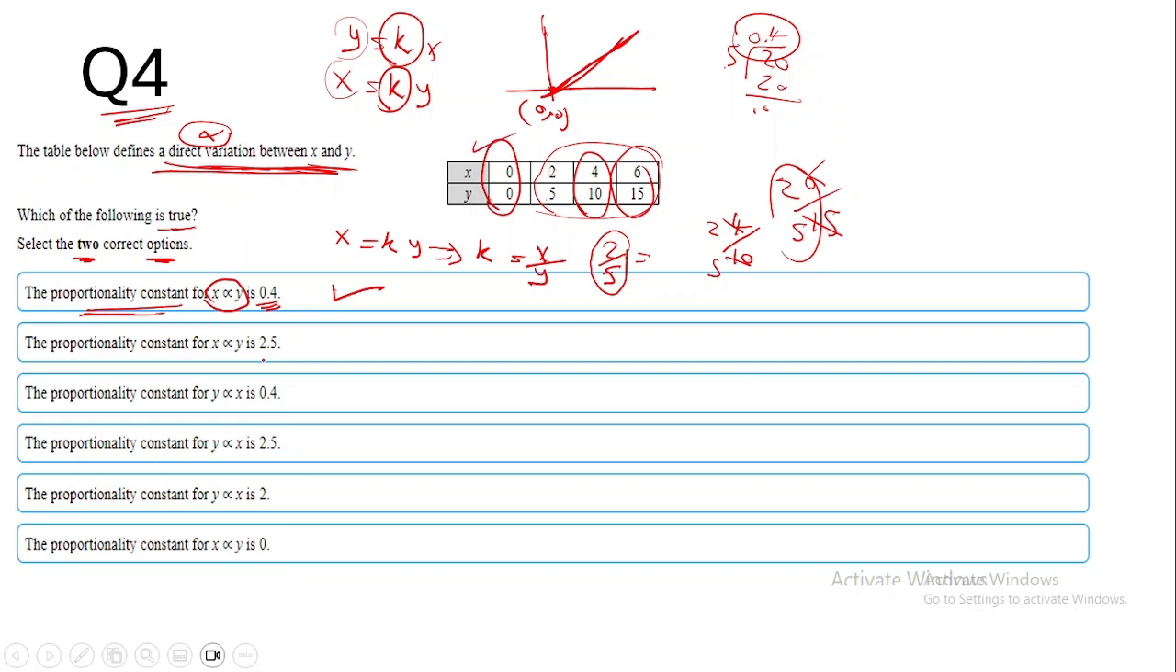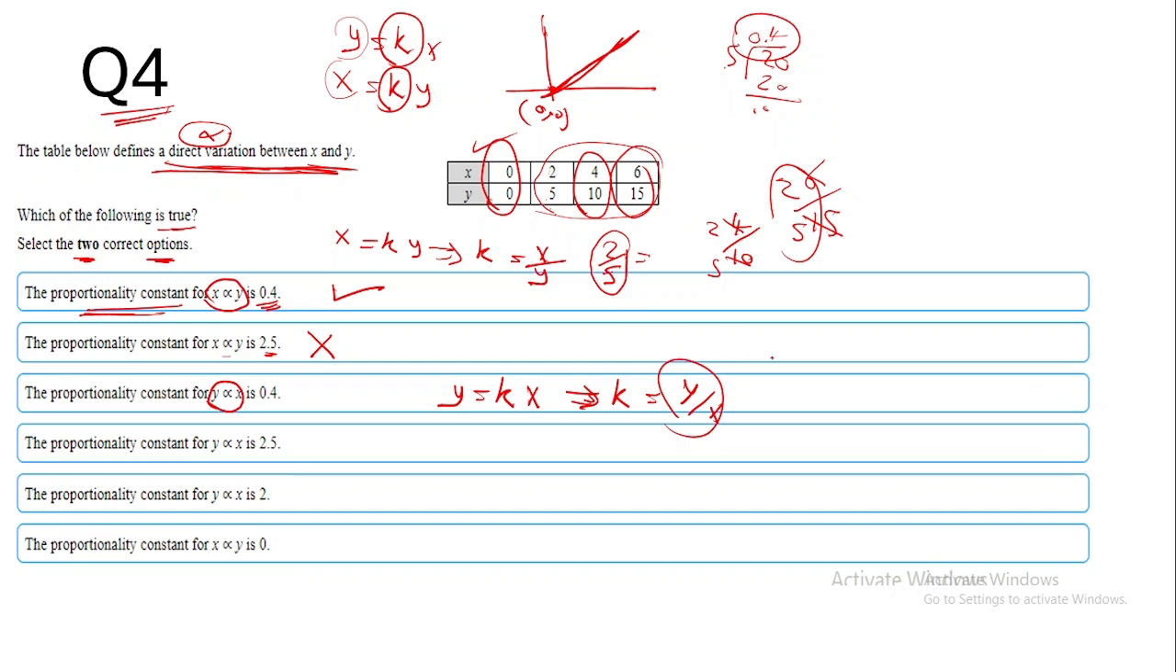Now let's see the other one. Here it's saying the proportional constant for x, y is 2.5. Already solved it, it's 0.4, so this is not the right answer. Okay, now the proportional constant for y proportional to x. What does it mean that y equals kx? That means k equals y divided by x. So let's try and see.